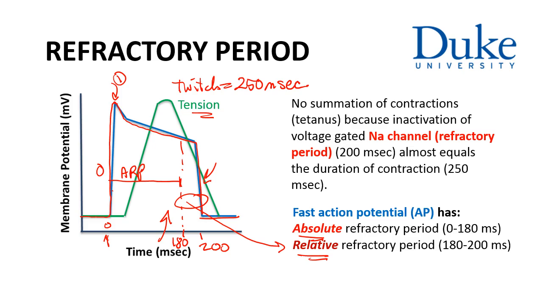Now, why is that important? If you think about it, for the heart, that means that you could never summate to tetanus within the heart. So you can't stimulate the heart so rapidly that you will get a Charlie horse within the heart, or a cramp.